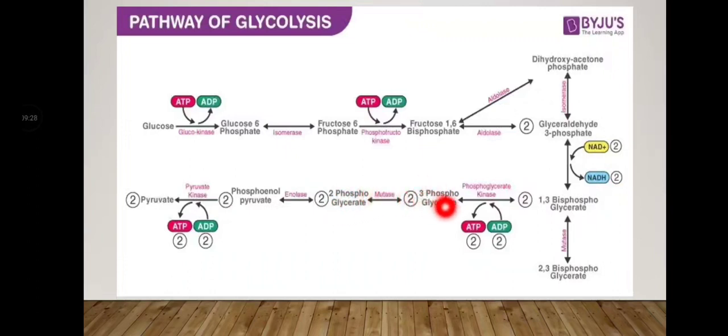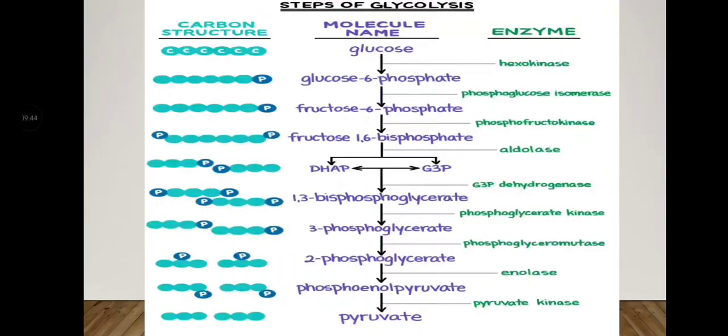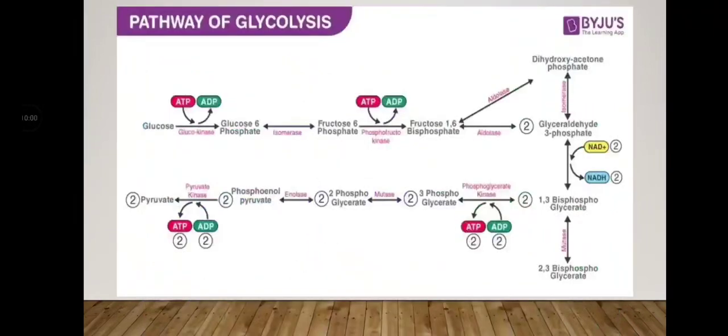Then from 3-phosphoglycerate, there is another rearrangement in which the phosphate group is shifted from position 3 to position 2, forming what? 2-phosphoglycerate. From 3-phosphoglycerate to 2-phosphoglycerate using the enzyme mutase, or phosphoglyceromutase. So from 3-phosphoglycerate to 2-phosphoglycerate, we have what? Phosphoglyceromutase. That is the enzyme there.